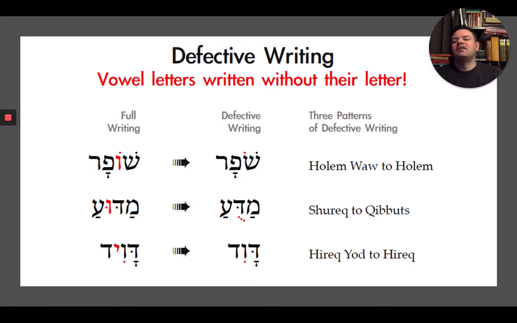Then you've got another word where you've got the shurik, and then you've got the kibbutz. It's the same word. And then you've got like David's name here, Dawid. Sometimes it's a Hirik Yod. Sometimes it's just a Hirik. Not a big deal. Right? There are just variant spellings at times. It's the same word. You just have to recognize that sometimes words are just spelled a little bit differently.